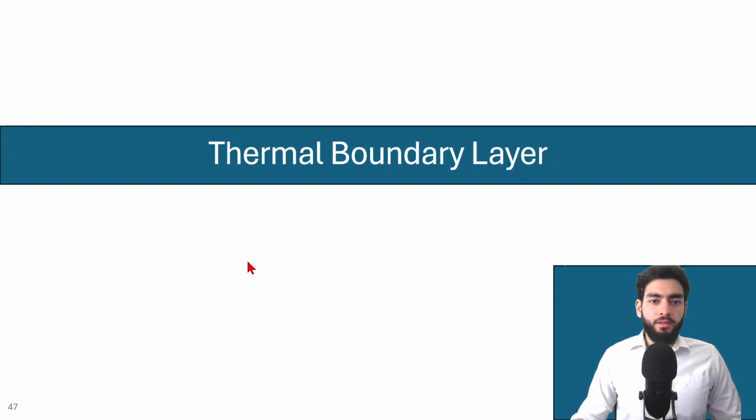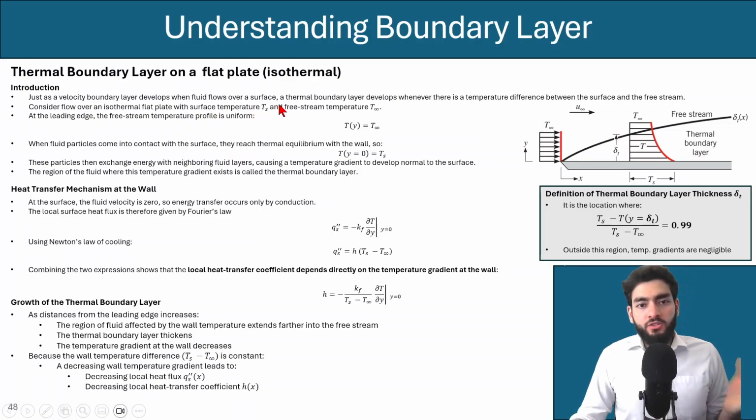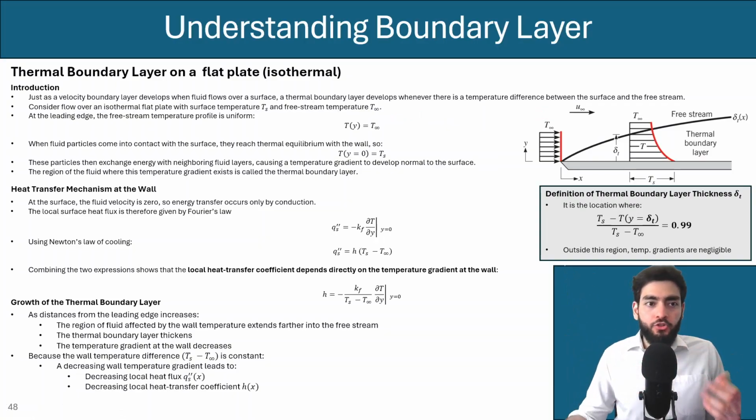Okay, so let's jump straight into it. So, thermal boundary layer: just as we've seen with the velocity boundary layer, when fluid flows over a surface, a thermal boundary layer would develop whenever there's a temperature difference between the surface and the free stream temperature.